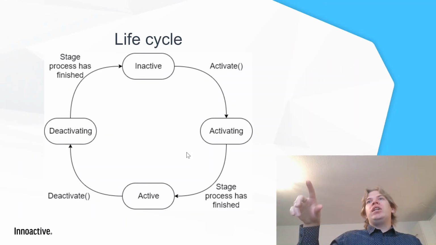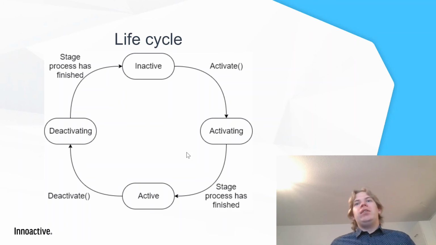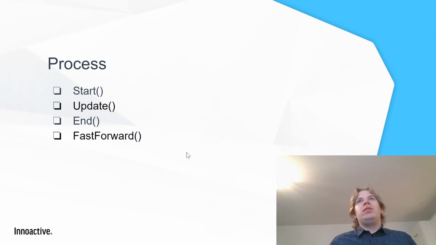For going from activating to active and from deactivating to inactive, it's a little bit different. Instead of waiting for someone to tell us to do so, we just iterate over our current process by calling the update method. And once we can't call the update method anymore because we went completely through it, we call the end method.